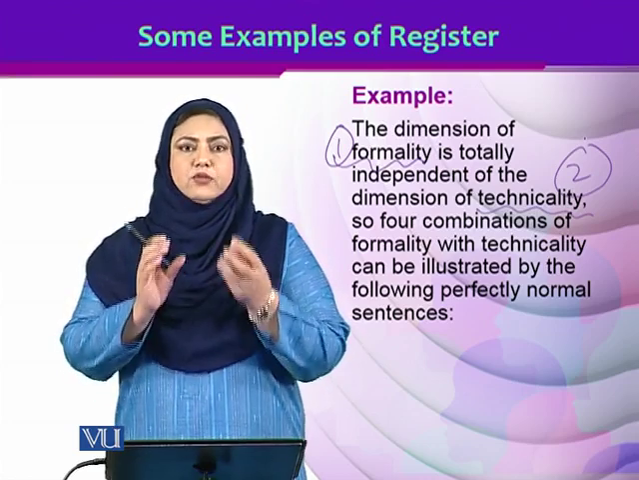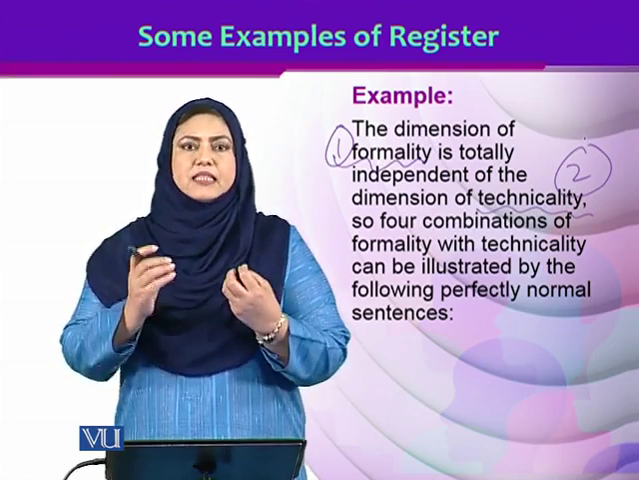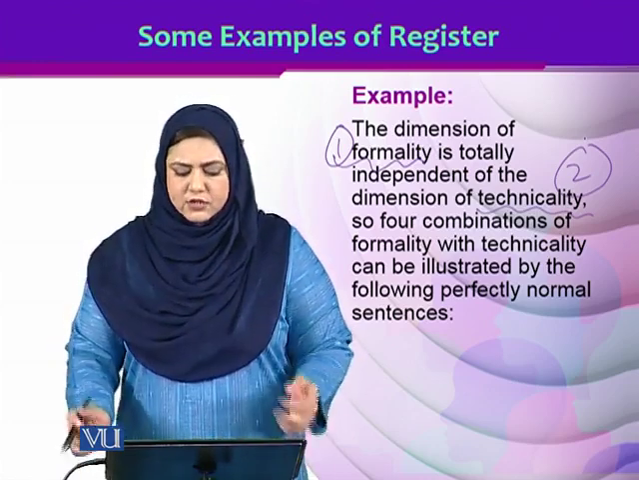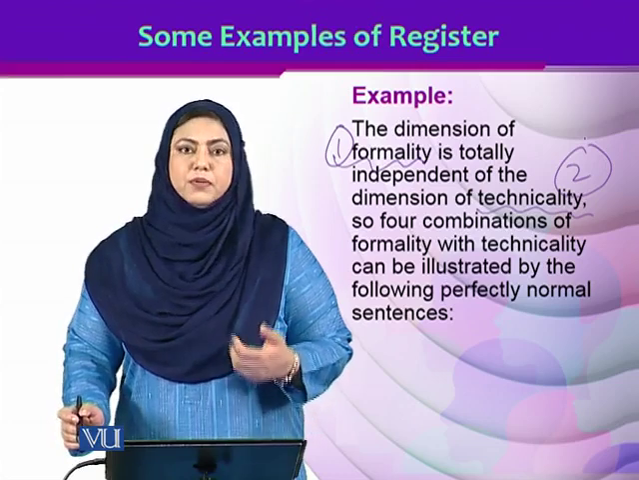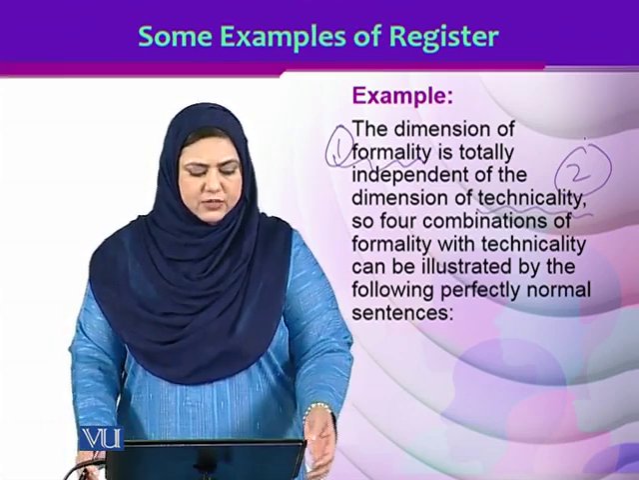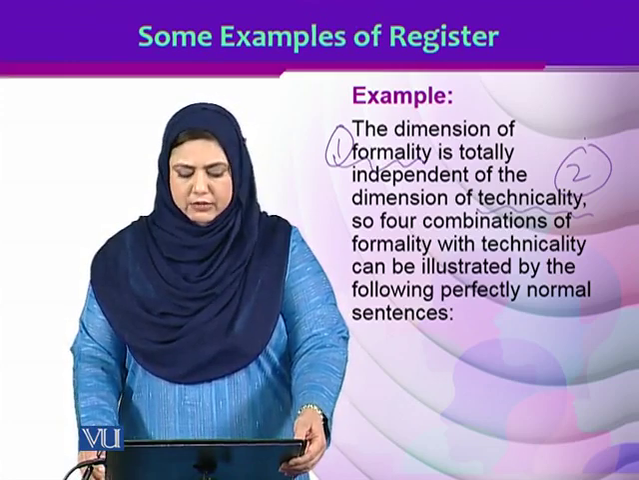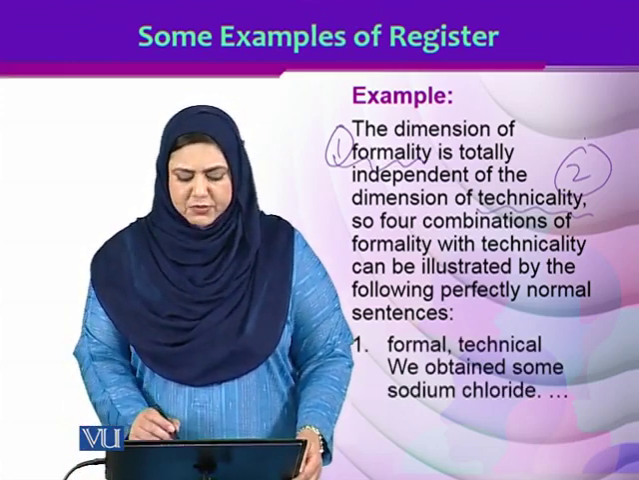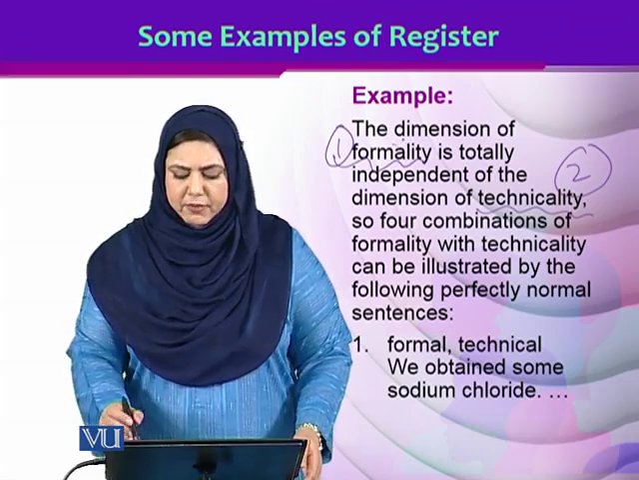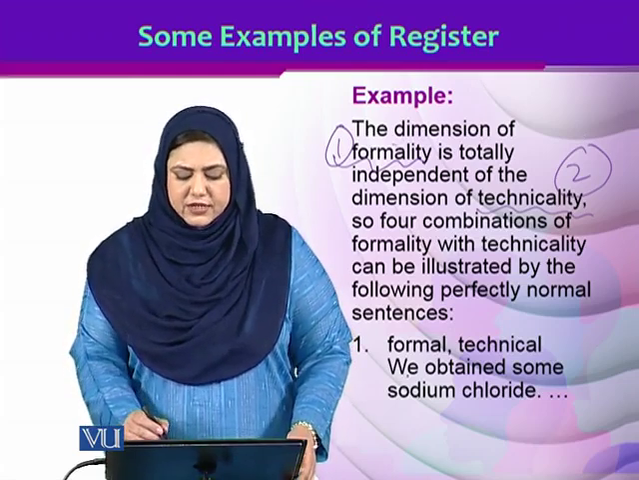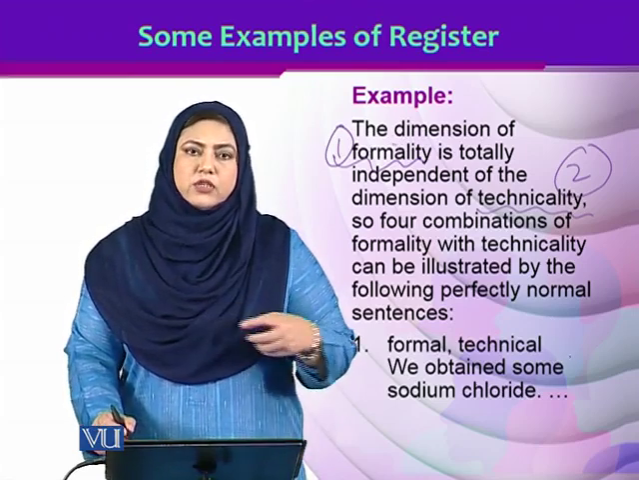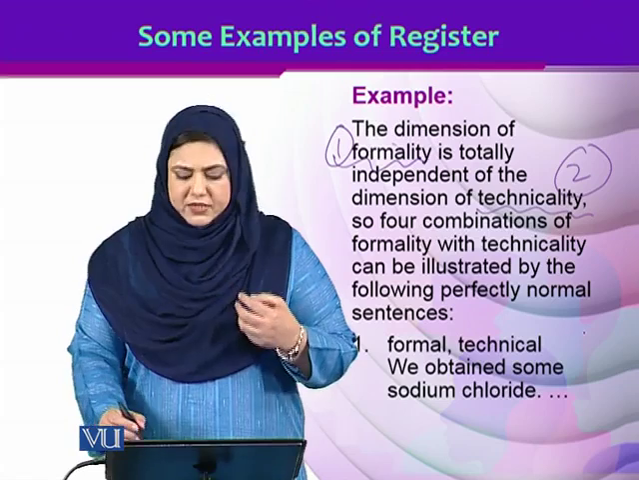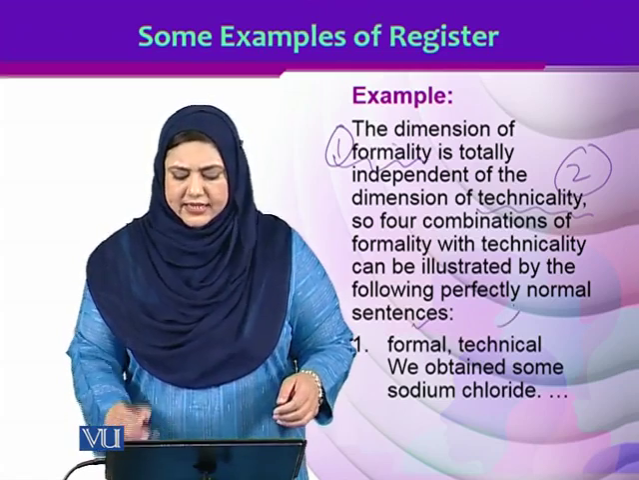And actually, by using these two variables, formality and technicality, 4 different combinations can be made to illustrate how perfectly normal sentences can be created with the help of that. Let me show you how. The first combination, as I said, 4 combinations can be made. The first combination of this formality and technicality is where a language, a sentence or an utterance or a part of a sentence would be both formal and technical.